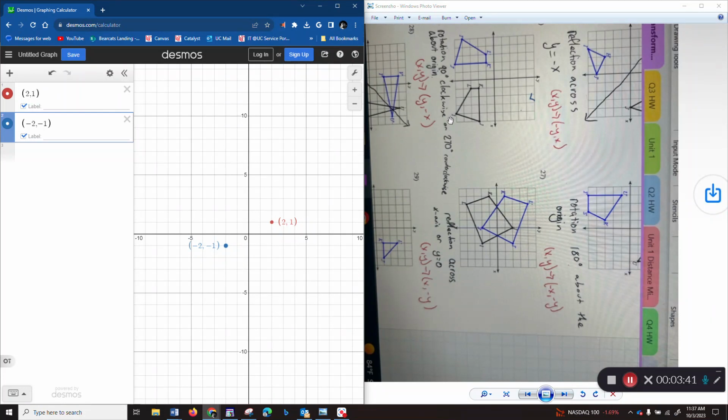Rotation 90 degrees clockwise. So you're not turning all the way around, you're just turning partially around. In this case, it's going clockwise, so here you're just going halfway. If you're going halfway, you're going to be over here somewhere. Down here, your y's are negative. Here you can see I'm going clockwise. Your y values are now negative.